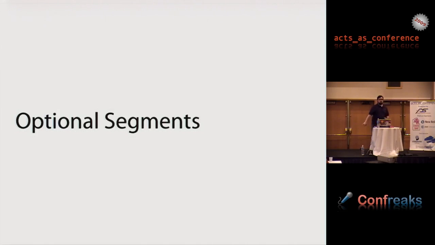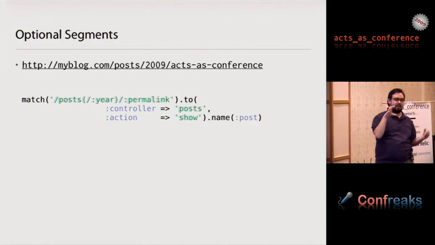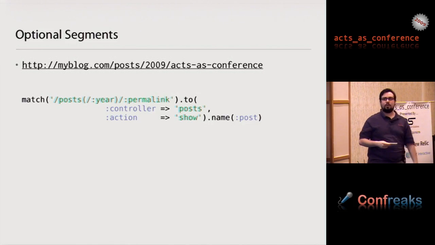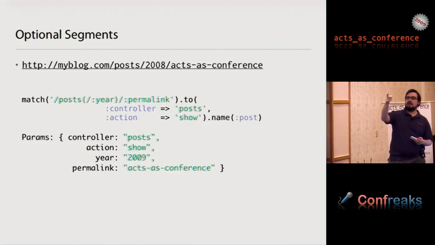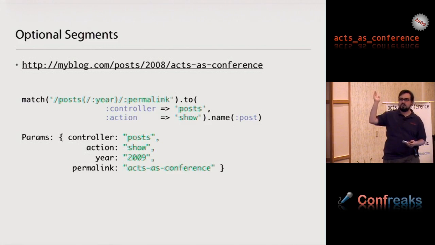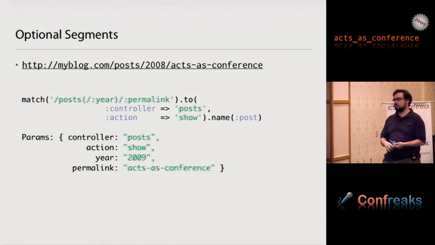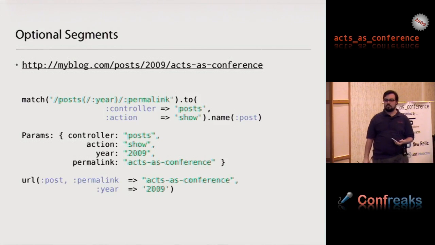Now let's get into features that the Merb router has that the Rails router does not. The first one is optional segments. So in the Merb router, you can add parentheses around any segment or any part of the match, and it will automatically make it optional. So in this case, /:year is optional, which means that /post/2008/access conference will match, but so will /post/access conference. And you'll get a params hash that comes back with controller post, action show, year 2009, permalink access conference.